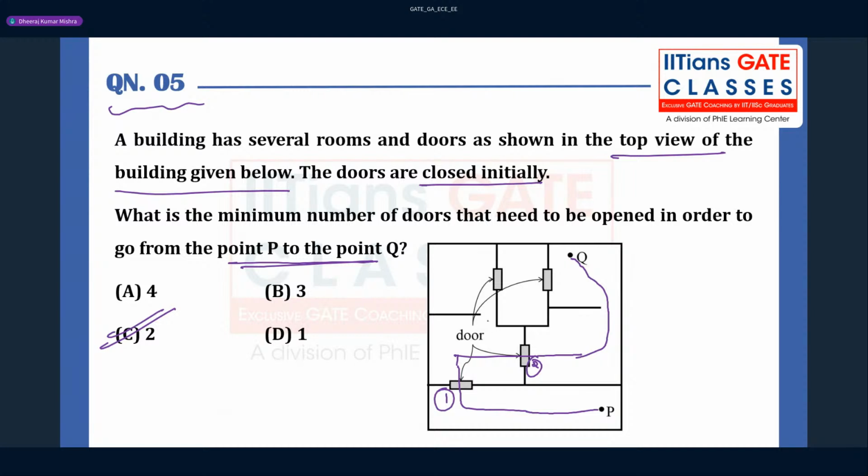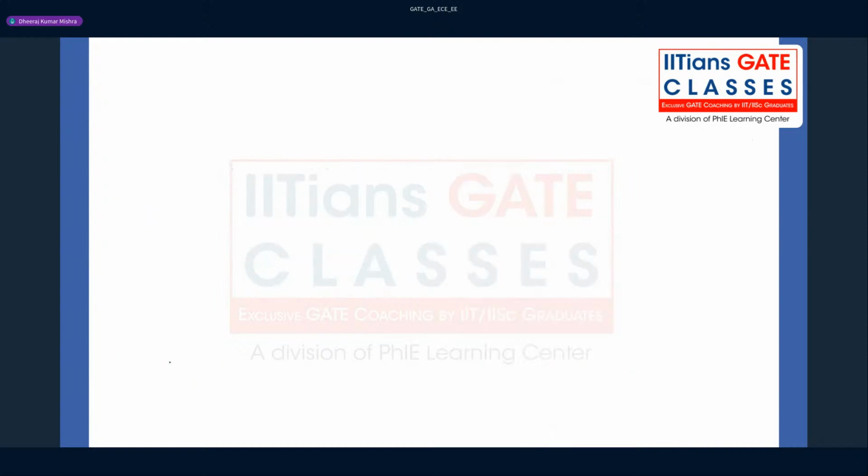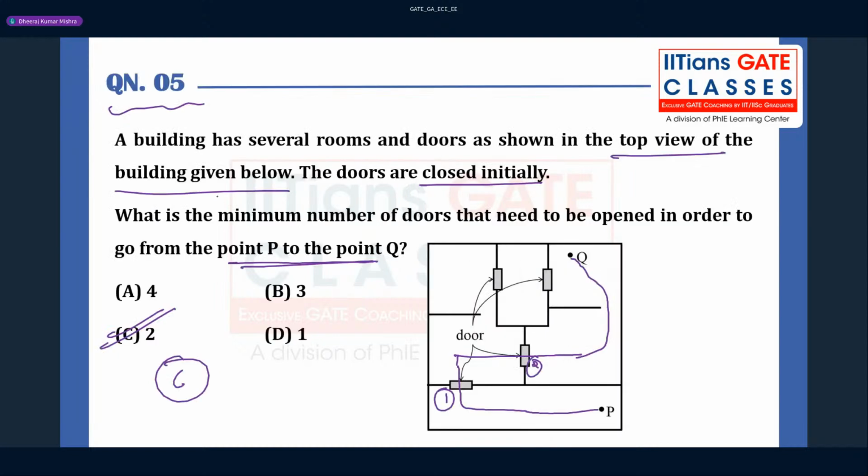So why would you go like this? You will not go like this, otherwise you have to cross 2 more, so the answer would be 4. But here the correct answer is C. So this is a very simple question. Just by making observations and reading the question, you can solve this kind of question. Since it is a 1 mark question, you should not take more than 10 seconds to answer this.